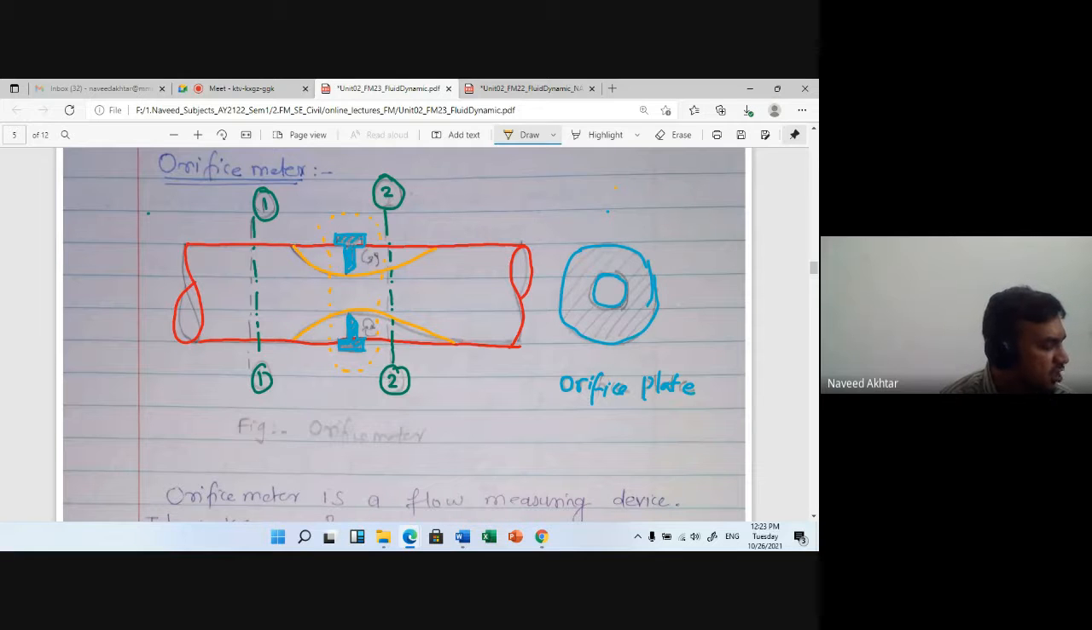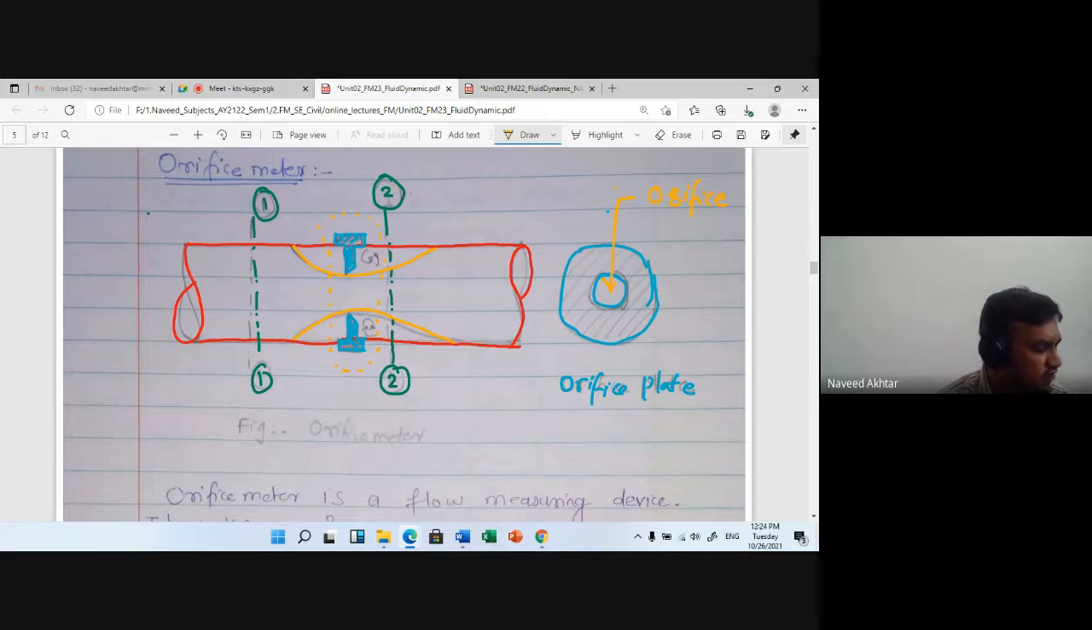An orifice meter consists of a flat circular plate with a circular hole through which water can flow, called the orifice. This small hole is called the orifice, and that's why it is called an orifice meter.